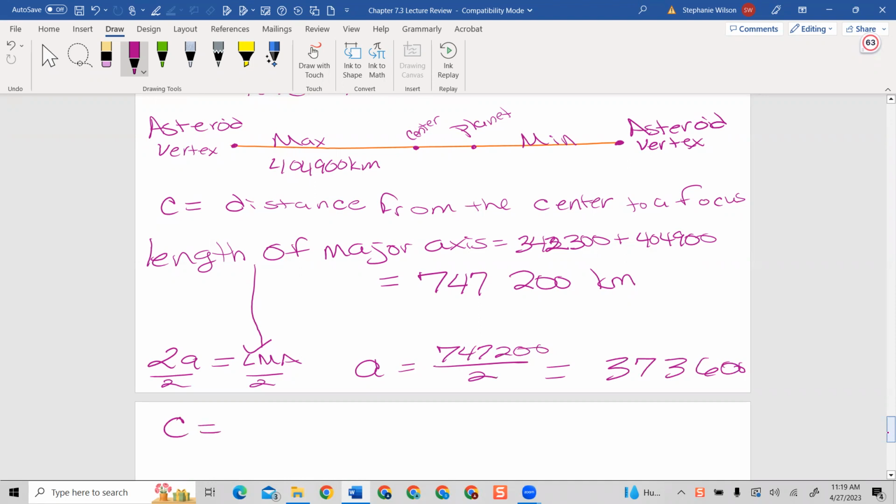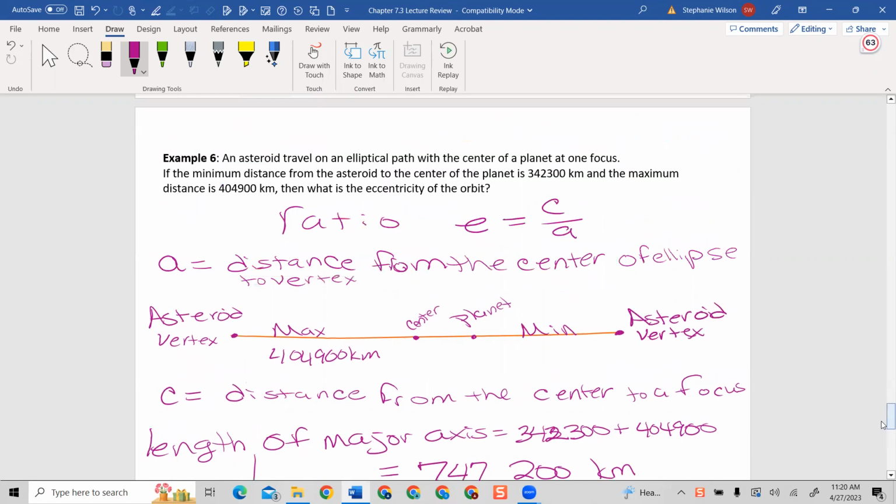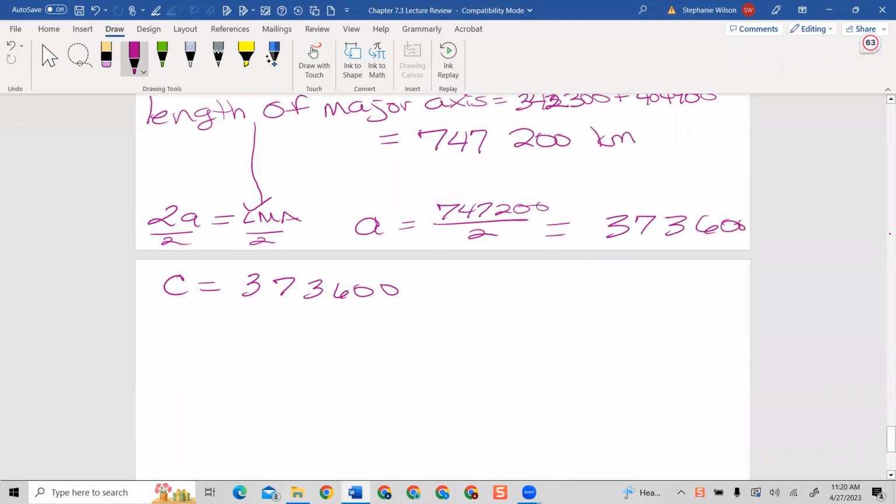And now that I know that, next I'm going to figure out my C. To determine the value of C, we're going to subtract the distance of the focus to the vertex from my A. So we're going to take what we got for A here, 373,600, and subtract 342,300 from it. So now I get 31,300 for C.